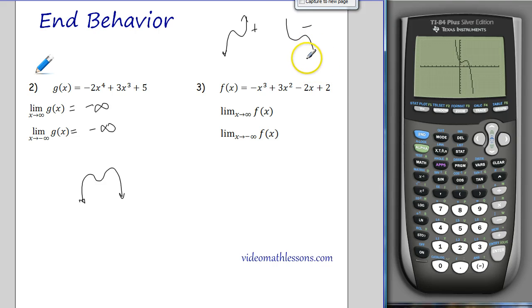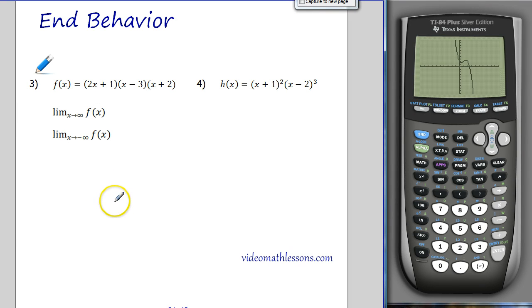So as we go to positive infinity, so as we're heading this way, the graph is going down, so it's going towards negative infinity. And as we go to the left, the graph is going up to positive infinity. That is the end behavior.